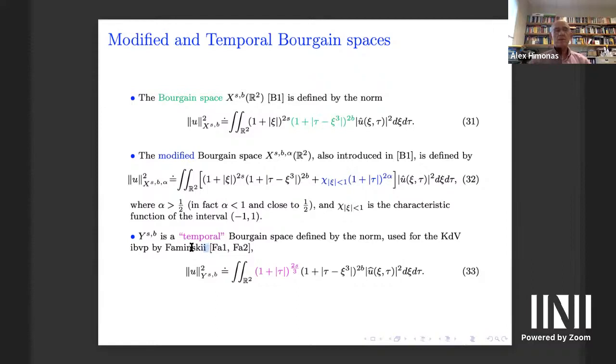Faminsky is the mathematician that I was not able to remember earlier. The temporal Bourgain norm was introduced by Faminsky, and this is s/3. You see here you replace xi with tau, but s with s/3. And this comes from the fact that one time derivative is equal to 3 spatial derivatives, from the fact that tau is equal to xi cubed in the linear problem.